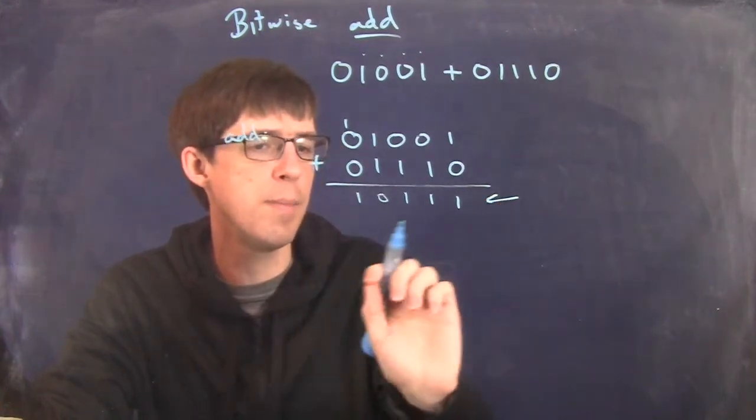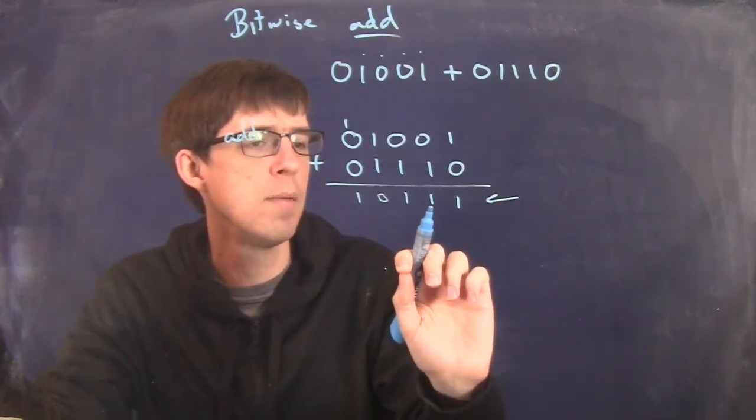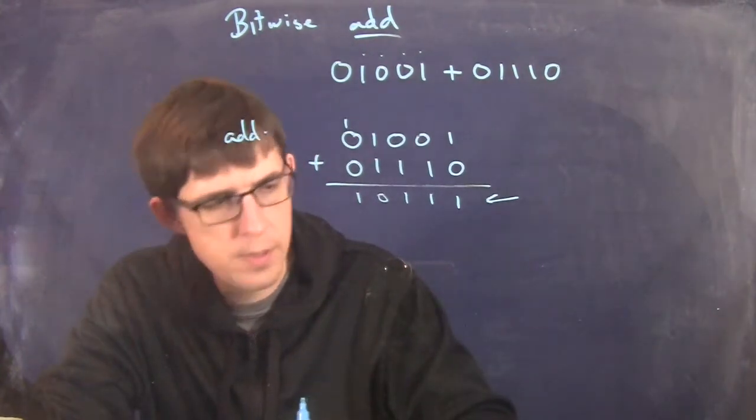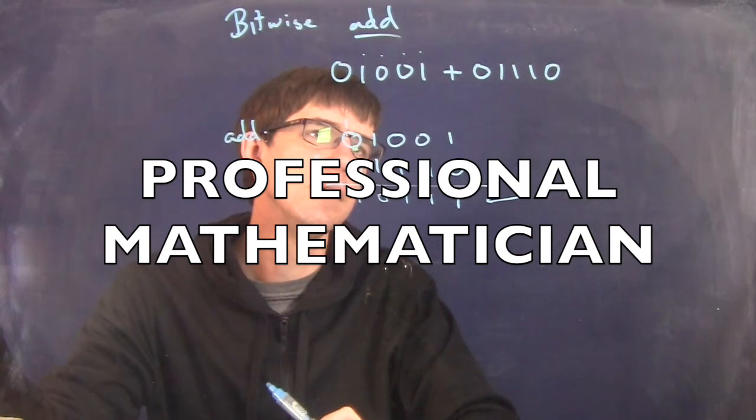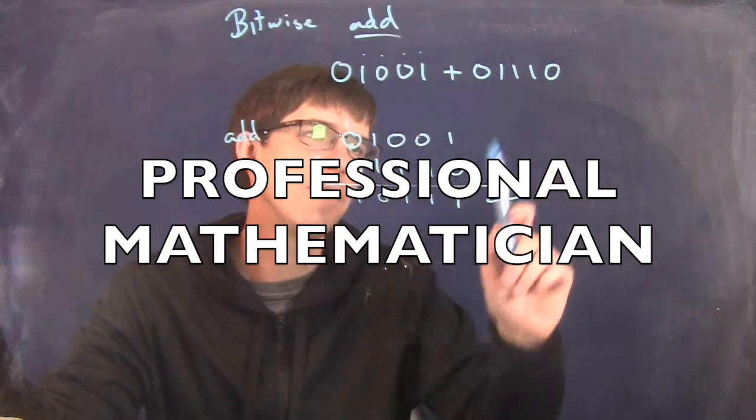And what is this number in binary? It's 16 plus 4 plus 2 plus 1, which is 23. What? Did I say that should be 25?